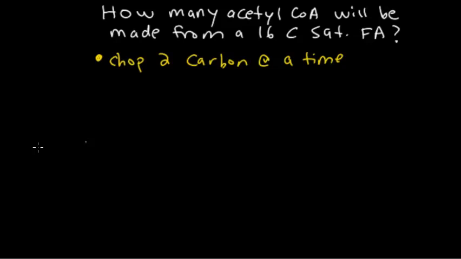How many acetyl-CoA will be made from a 16-carbon saturated fatty acid? So we will chop it 2 carbons at a time. And to calculate the number of acetyl-CoA that you make, you simply divide the total number of carbons by 2. So 16 over 2 is 8.